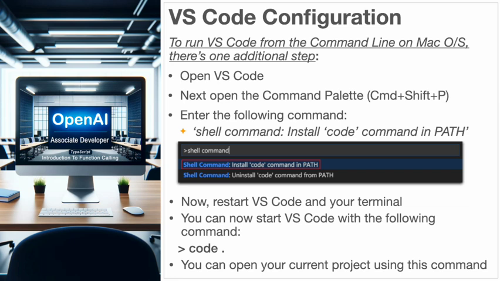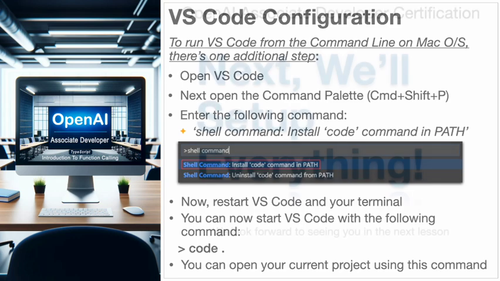From the terminal, you will now be able to type code from your project's root directory, and VS Code will automatically open your project in a new window. You're likely to find yourself using this command almost every time you go into your project. You're now ready to start using Visual Studio Code for your projects.